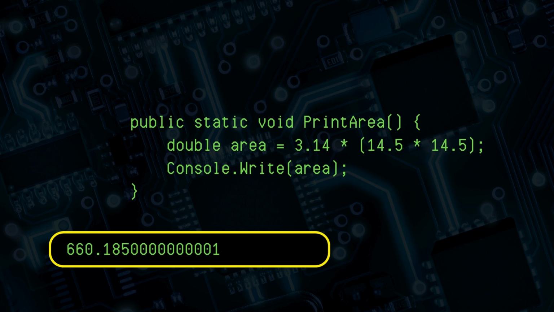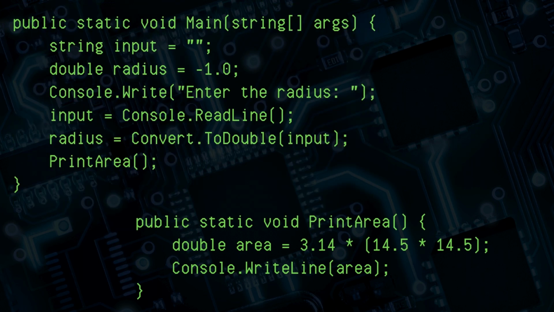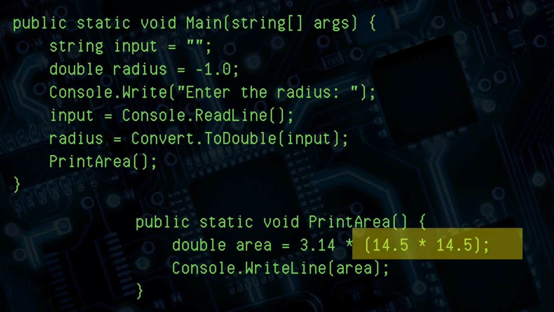Let's look at how we might call this from our main method. This code uses a readline statement to get input from the user, and then calls convert.toDouble to store it in a variable called radius. So we just need to use that variable in our calculation, right?